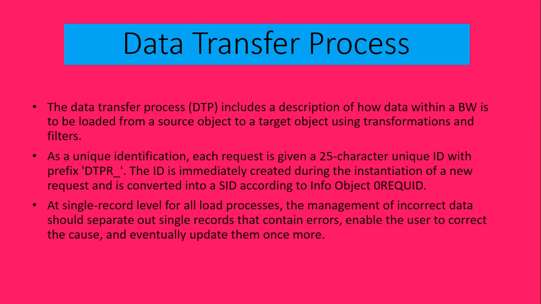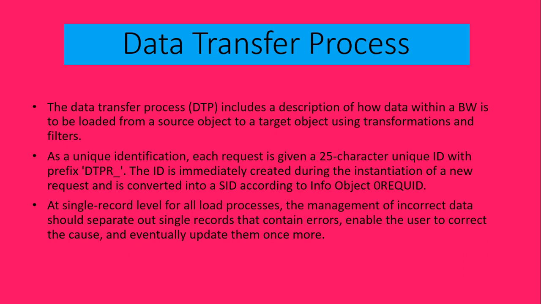Data transfer process. The data transfer process, DTP, includes a description of how data within a BW is to be loaded from a source object to a target object using transformations and filters. As a unique identification, each request is given a 25-character unique ID with prefix DTPR underscore. The ID is immediately created during the instantiation of a new request and is converted into a SID according to InfoObject 0REQ_UID. At single record level for all load processes, the management of incorrect data should separate out single records that contain errors, enable the user to correct the cause, and eventually update them once more.